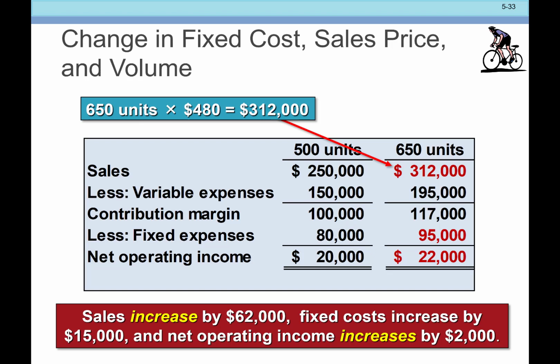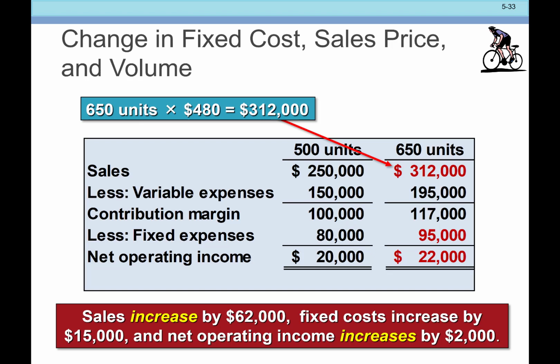Now, do you want to do this? You want to do this option? You do, because what? It increased my income by 22,000. Is this going to happen for sure? No doubt. No matter what, I'll be able to sell this many bikes.